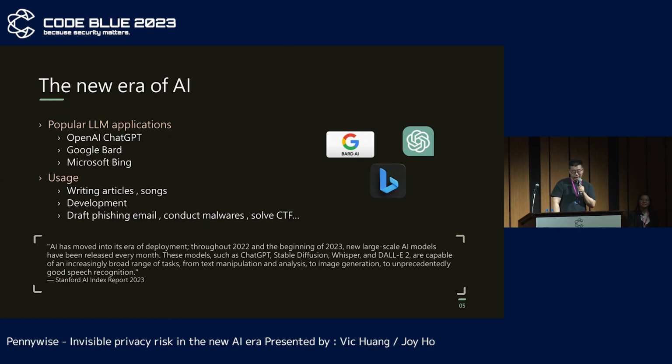In the Stanford AI Index report 2023, the report mentioned that AI started to grow and have a lot of new large-scale AI models and applications at the end of 2022 and the beginning of 2023. Now it's November 2023, and we can see a lot of different LLM applications. The most popular are OpenAI's ChatGPT, Google Bard, and also Microsoft Bing. You can use these applications to do a lot of things, for example, writing articles or writing code, or even drafting phishing emails or writing malware or solving CTFs.